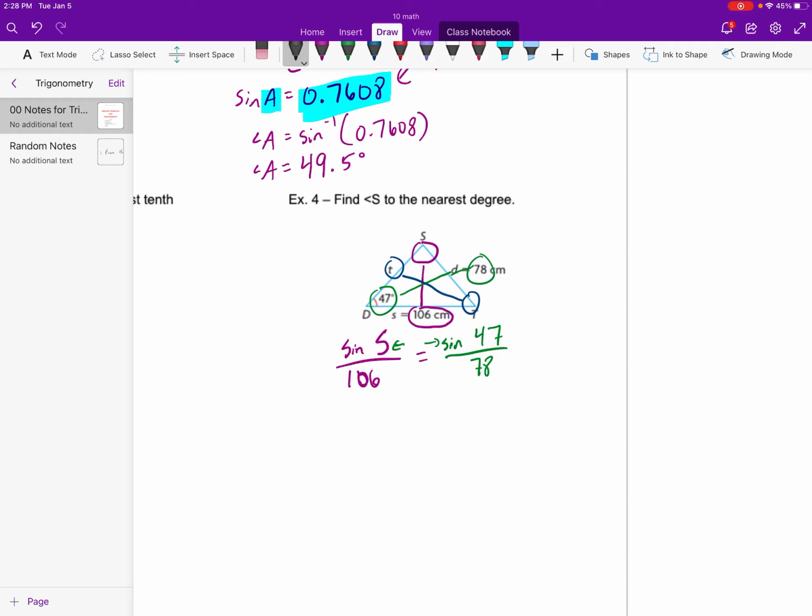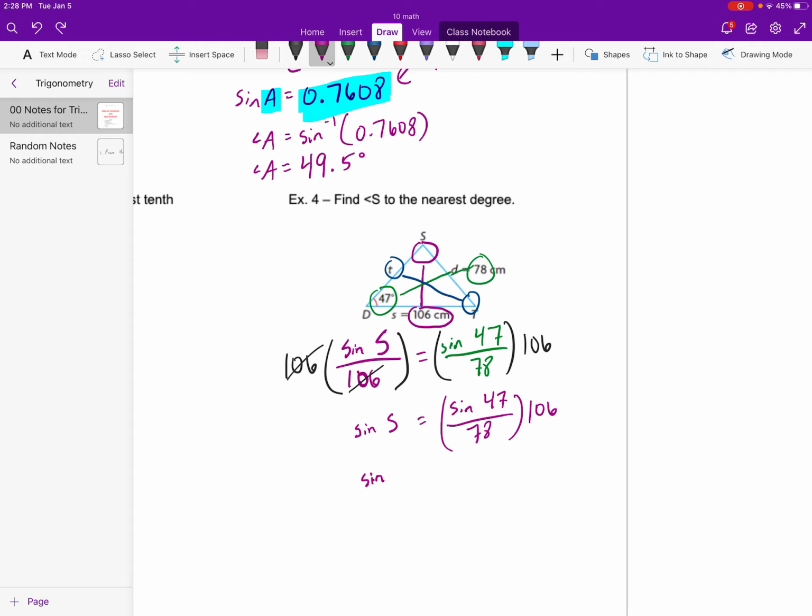We have our one unknown that we're solving for. So away we go. Sine S is being divided by 106, so let's multiply both sides by 106. All right, what that does is this crosses out the 106's. Now we have sine of S equals sine of 47 over 78 times 106.